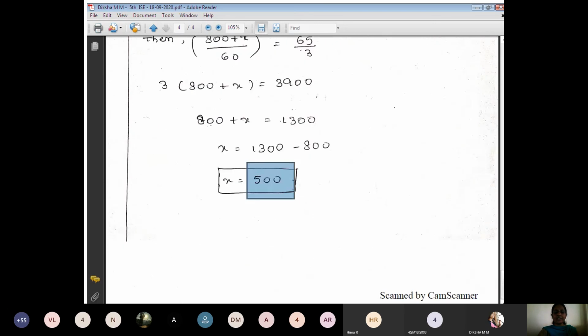Okay, so all are really very interesting problems. Yes, Diksha, you explained it very well. Yes, the explanation was really good. Thanks, Diksha. Thank you, ma'am.